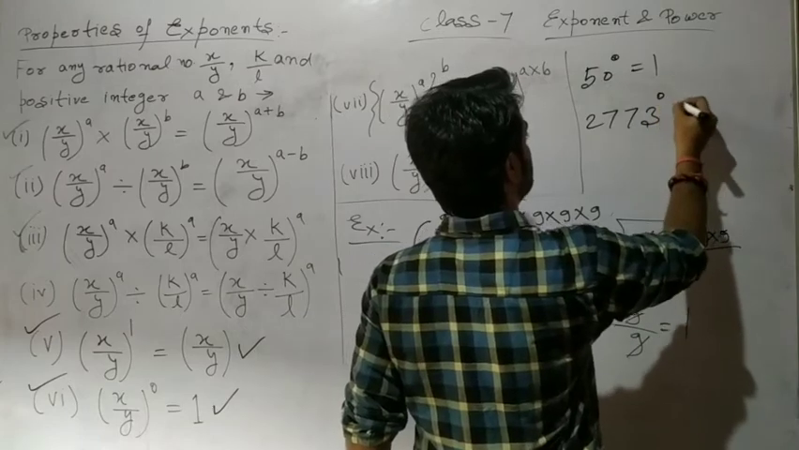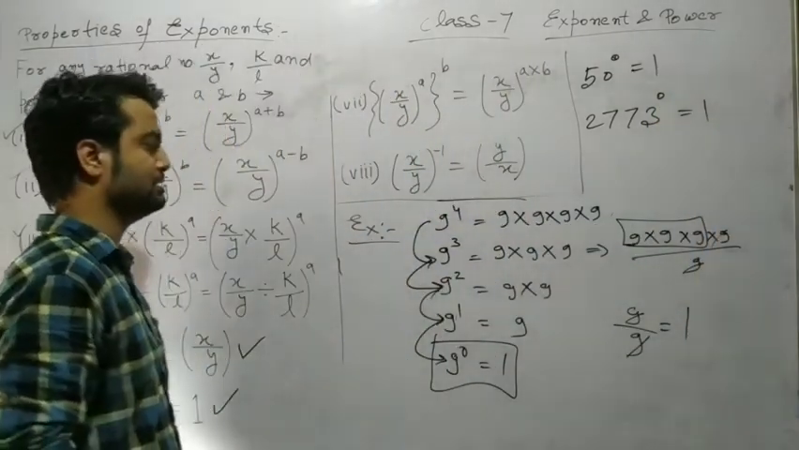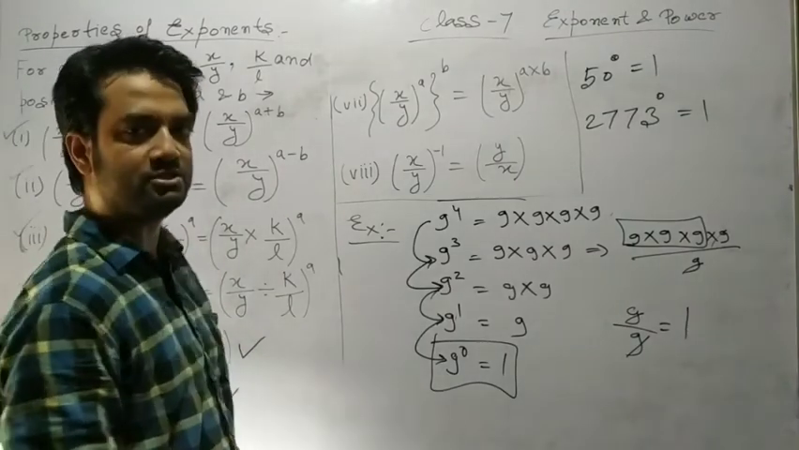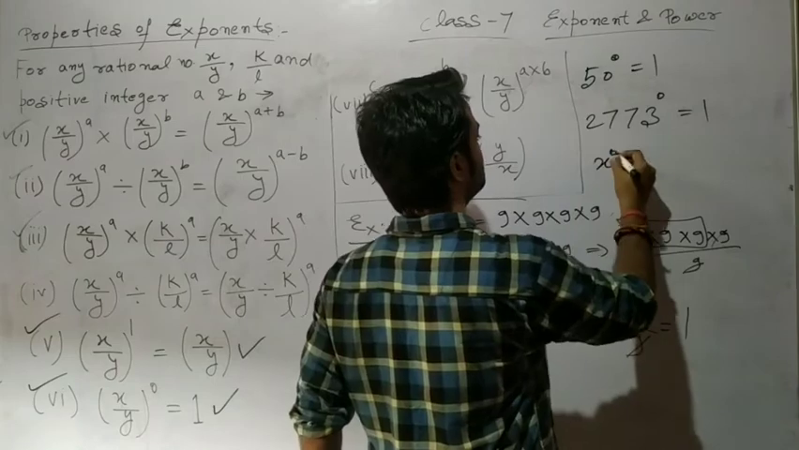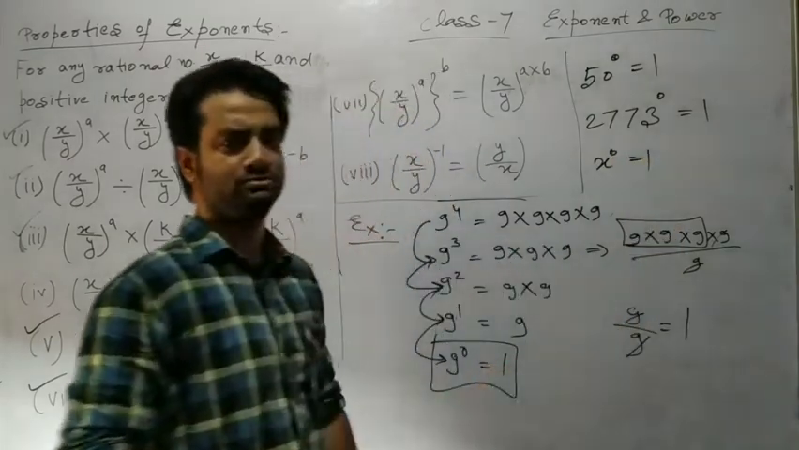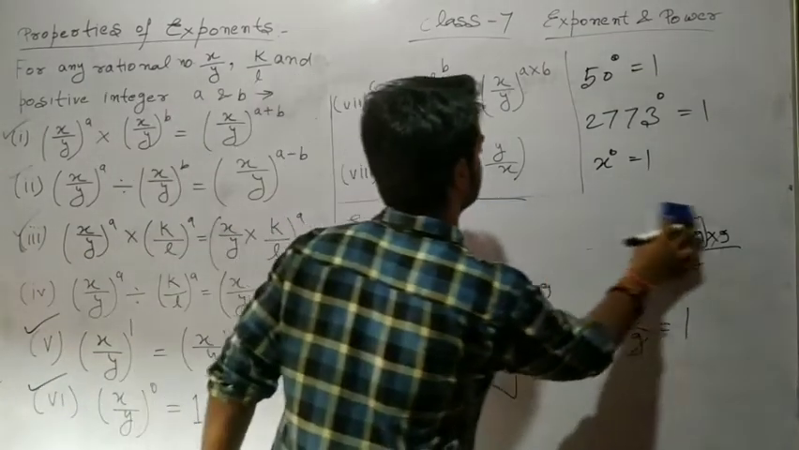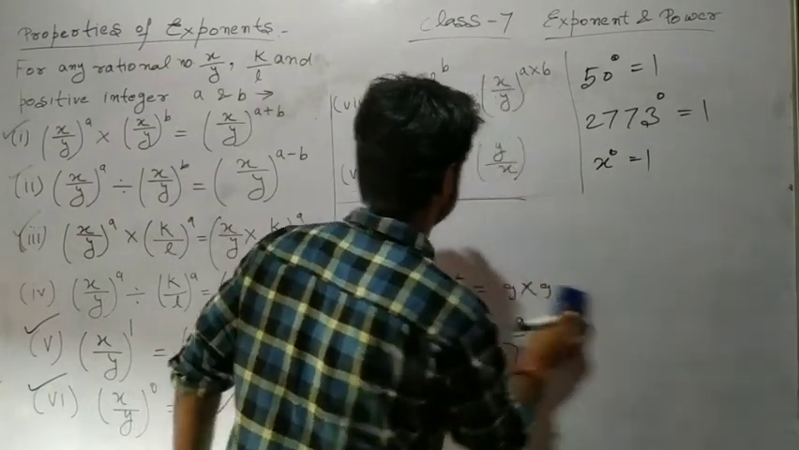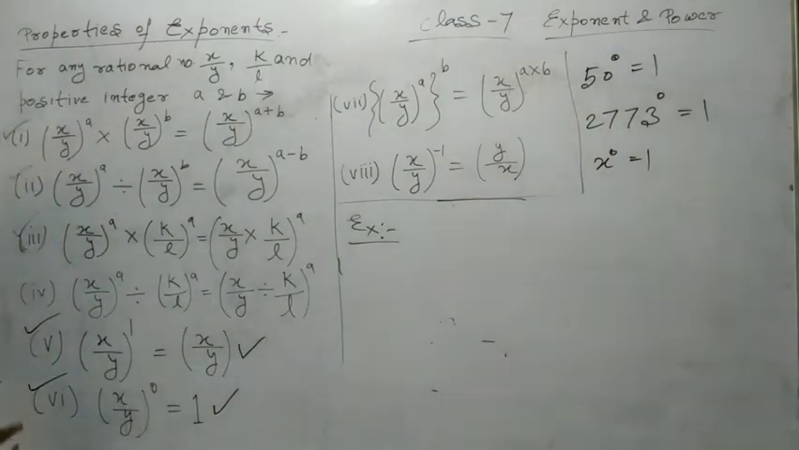2773 raised to the power 0 is 1. Doesn't matter how huge a number is, if you have raised it to the power 0, it is 1. X raised to the power 0 equals 1. Any number raised to the power 0 is actually 1. So hope you have understood all these 6 properties.